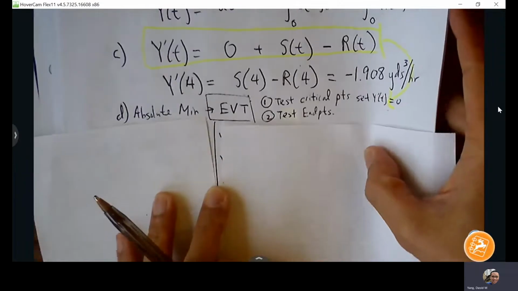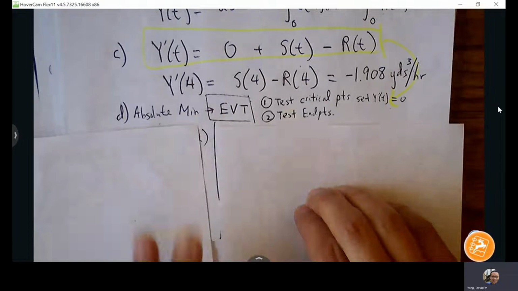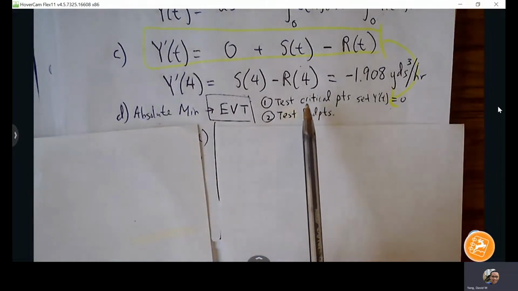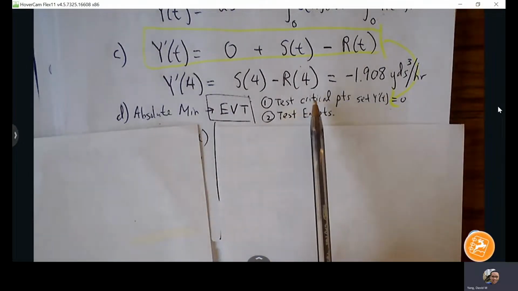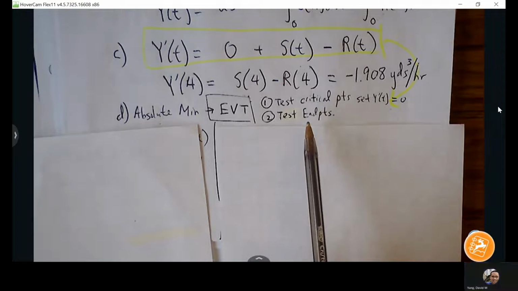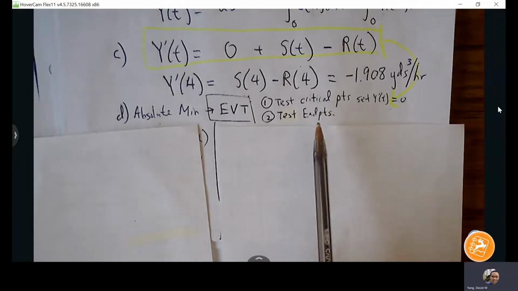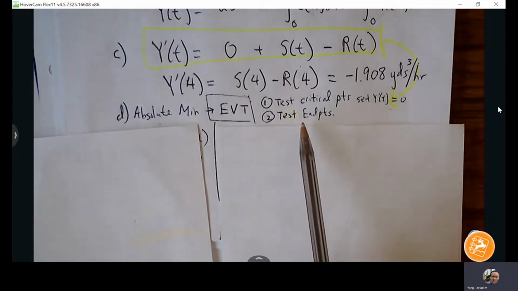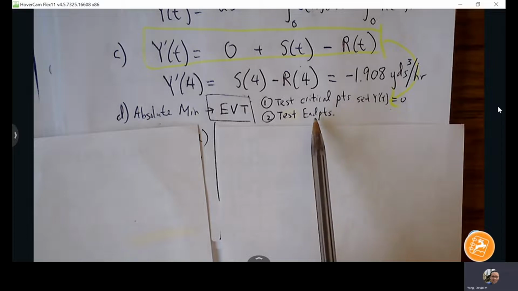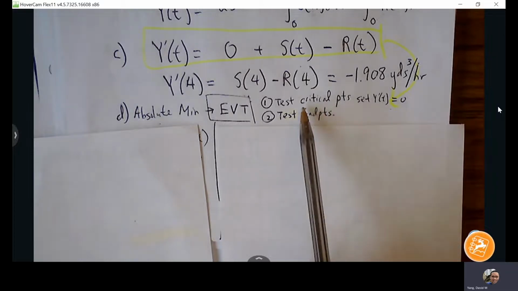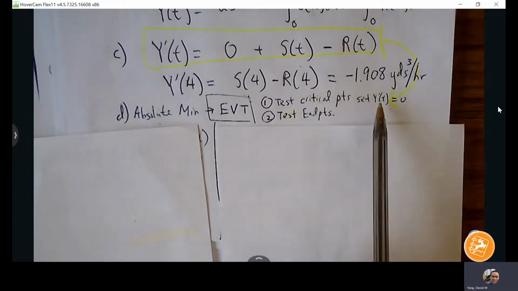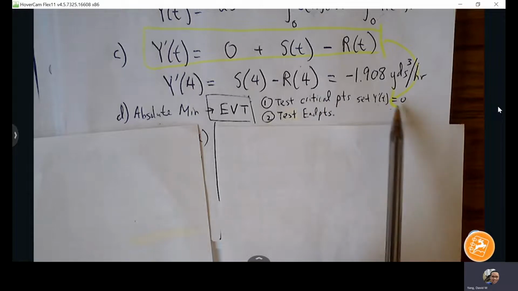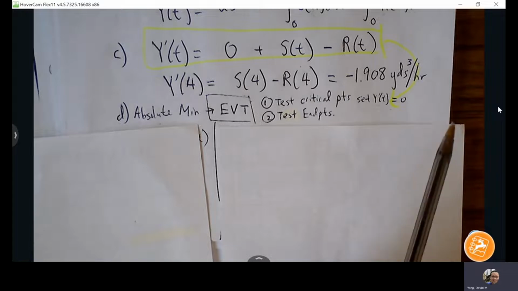Okay, so if I want to find the absolute minimum, the extreme value theorem says find critical points and test them, but then also test your endpoints. We know what the endpoints are because they tell us in the problem the time interval is between 0 and 6 hours. So we're definitely going to test how much sand there is on the beach at 0 hours and 6 hours in. But we also want to figure out where y prime is equal to 0, because where y prime is equal to 0 is also a critical point that we have to involve.